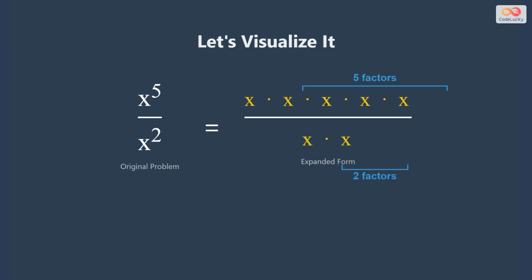To understand why this works, let us look at an example. Here we have x to the power of 5 divided by x to the power of 2. If we write this out in expanded form, the top has 5 x's multiplied together, and the bottom has 2 x's multiplied together.